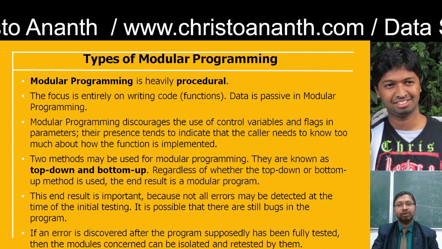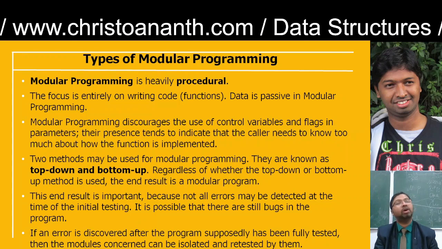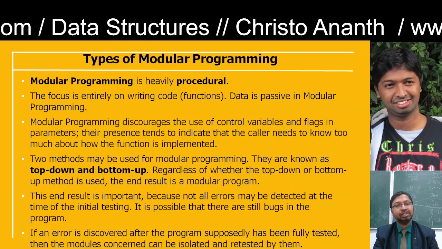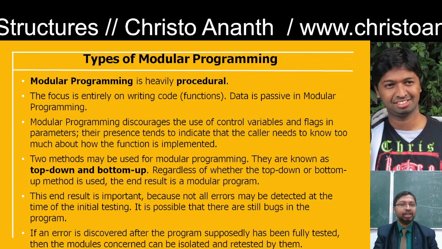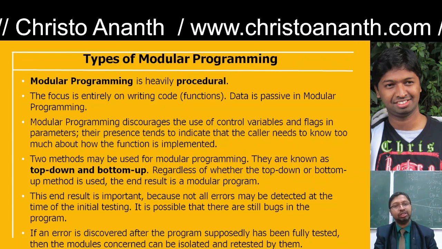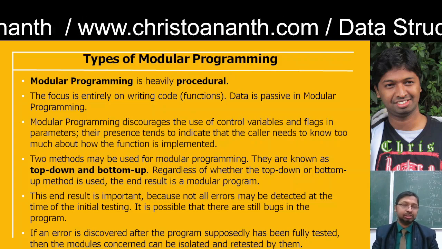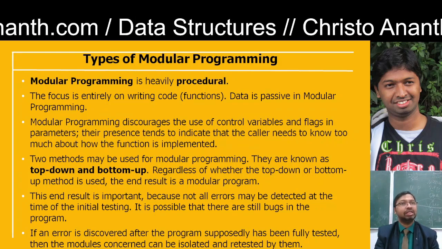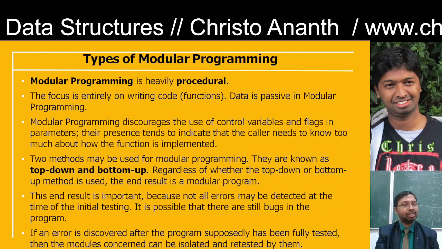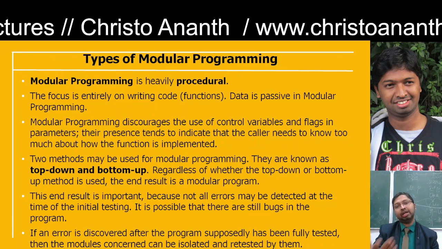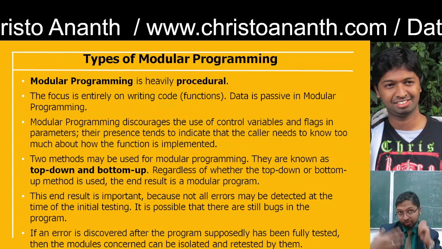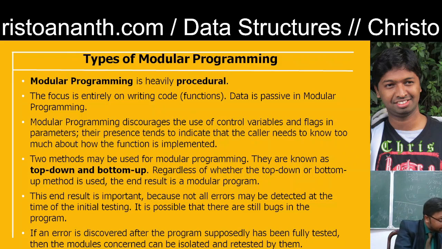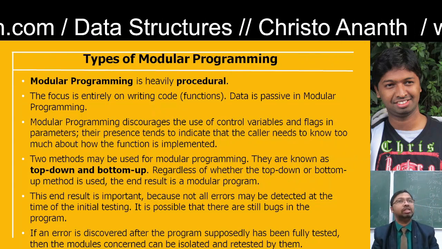So regardless of whether the approach is top down or bottom up, the end method is actually a modular program. The end result is very important, because not all errors can be detected at the time of initial testing. So it's still possible that there might be errors or bugs in the program. If an error is discovered after the program has been fully tested and you try to find it, the modules concerned can be isolated and restored.